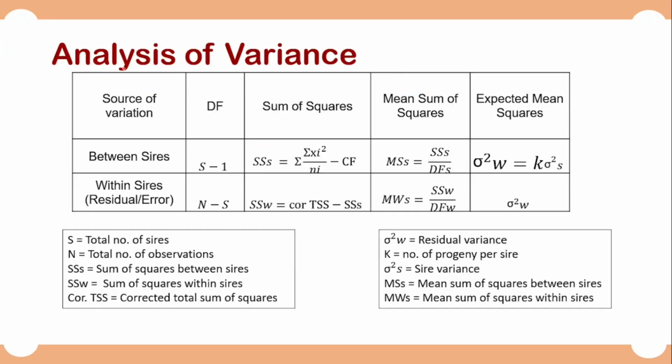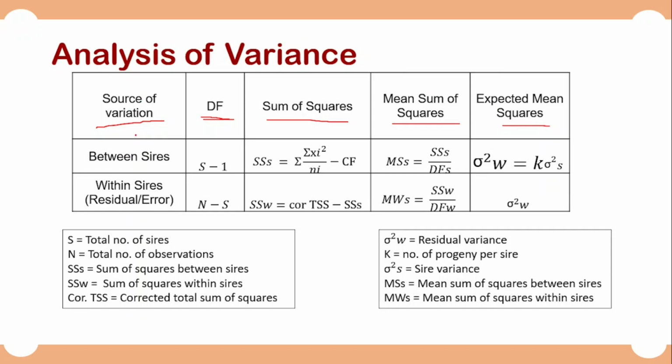First you have to make a table which is also known as ANOVA table. So this is the ANOVA table. The first column is for the source of variation, the second column is degree of freedom, the third column is sum of squares, fourth column is mean sum of squares, and this fifth extra column is expected mean squares.